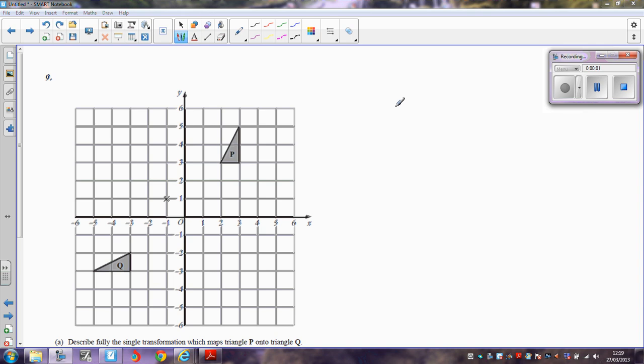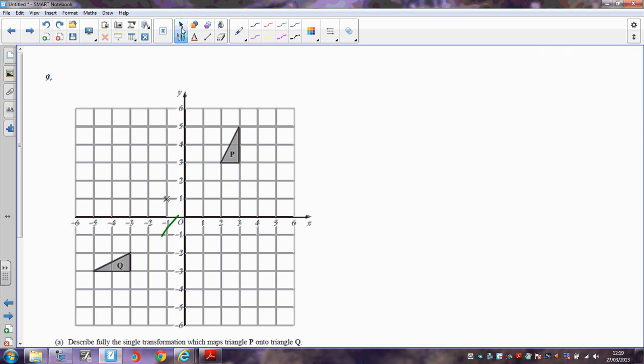Transformations question, and the first thing you're asked to find is what sort of transformation takes triangle P onto triangle Q. Now, to get from P to Q, it's definitely not an enlargement because it stayed the same shape. It's not a translation because P and Q don't look the same. Q is actually flipped over. So it could be a rotation or it could be a reflection.